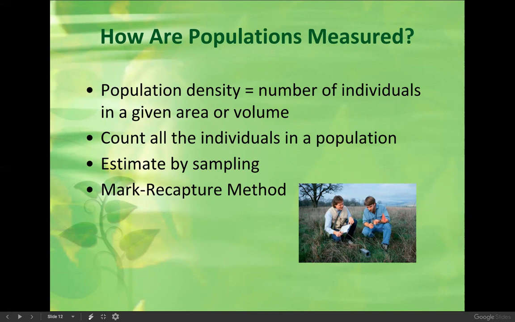If they capture a lot with the tag on, that means the population is very small. If they hardly capture any that have the tag on, that means the population is large, and they can decide accordingly.